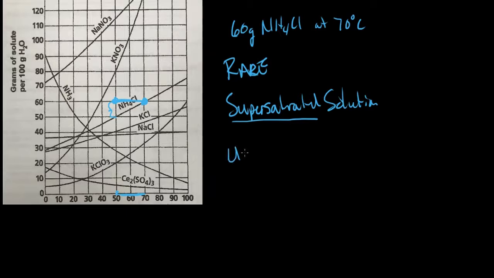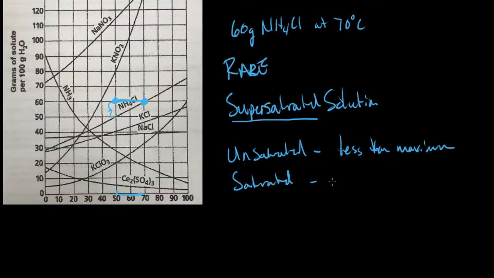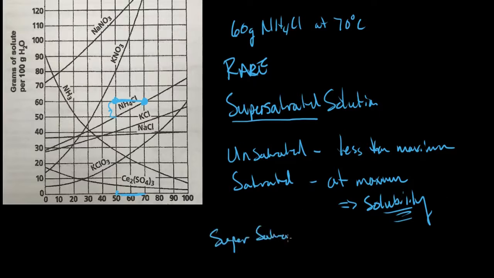We have an unsaturated solution, when it's less than maximum. We have a saturated solution, which is at maximum, and this represents the solubility. So the solubility is the amount per 100 grams of water. And then there's supersaturated, which is actually greater than maximum. Which logically doesn't sound right, but that's actually what happens. There should be a maximum amount under normal conditions, but these aren't normal conditions. These are very special conditions that allow this to happen.